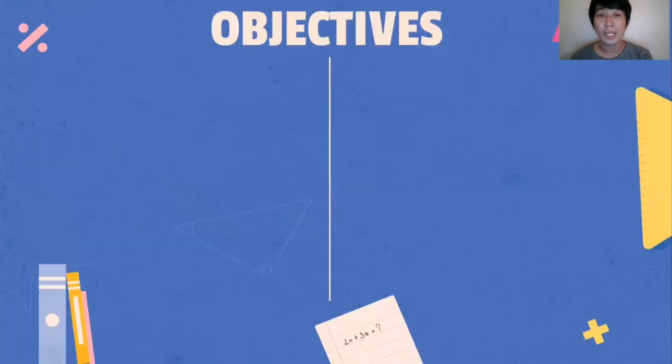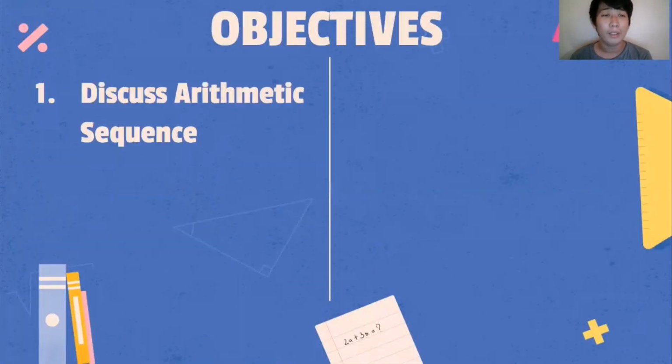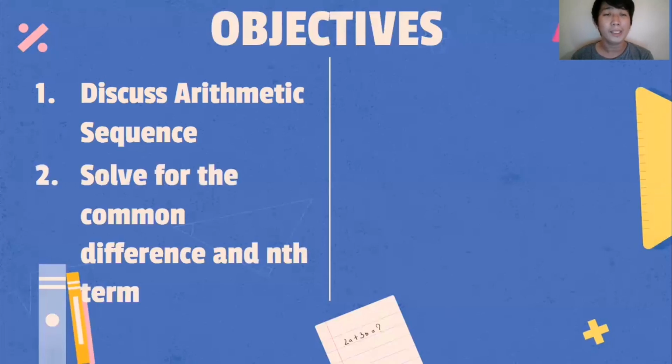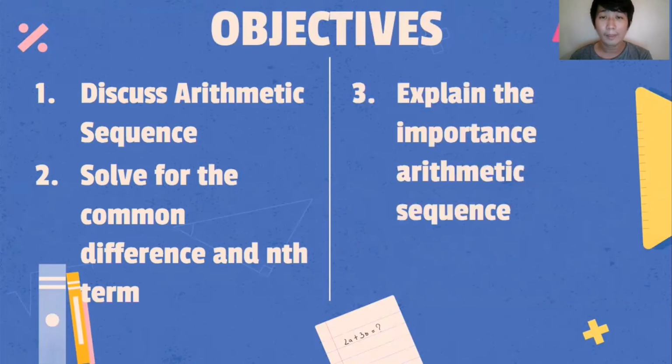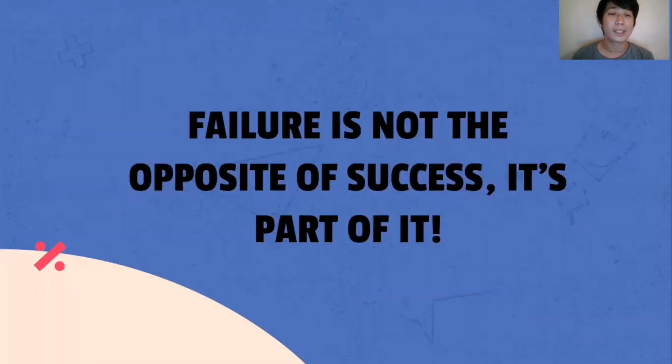Before that, let's try to state the objectives of the lesson. Number 1, discuss arithmetic sequence. Number 2, solve for the common difference and nth term. Number 3, explain the importance of arithmetic sequence.